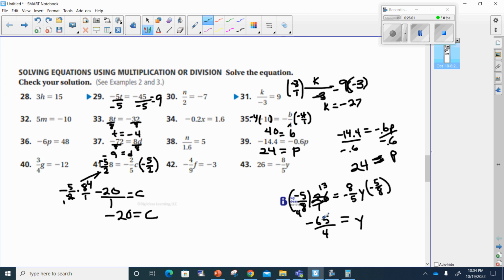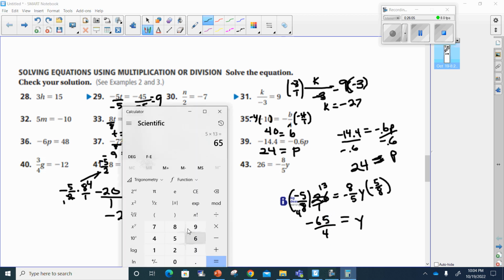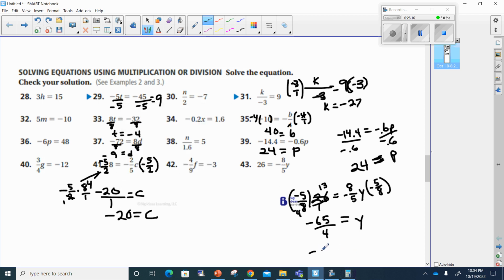I have to take 65 and divide it by 4 in order to find out what my mixed number is going to be. So 65 divided by 4, that's going to give me 16.25. So that's going to equal negative 16 and 1/4.